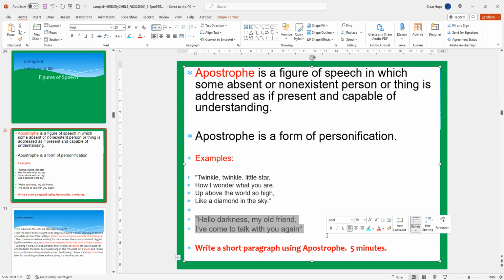Now let's move on and do a little exercise. I want you to write a short paragraph, not a sentence, using apostrophe. See the examples. Imagine anything that's lifeless as having a life, like a person or even an animal that can talk and respond to your behavior and your conversation. I'm going to give you 5 minutes. After that, we're going to have discussion and editing together. So go ahead, everybody, write for 5 minutes.